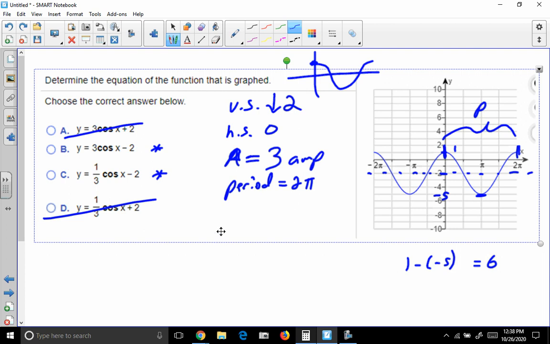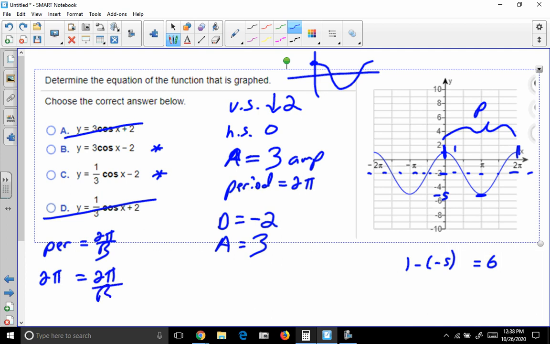So remember, our vertical shift is D. So our D is -2. Our amplitude is A. So our amplitude is 3. The period is 2 pi over B. We need to know B. Well, if the period is 2 pi, and to calculate period we do 2 pi over B, B would just be 1. What under 2 pi would make 2 pi? Or you could isolate B, but regardless, we would get B is 1. Period is 2 pi over B. We know the period from looking at the graph. We can solve that equation to get B.